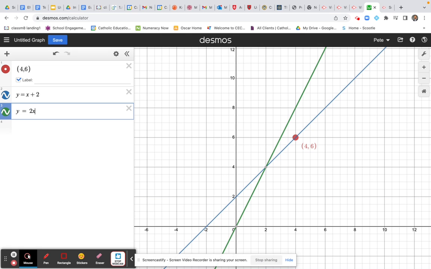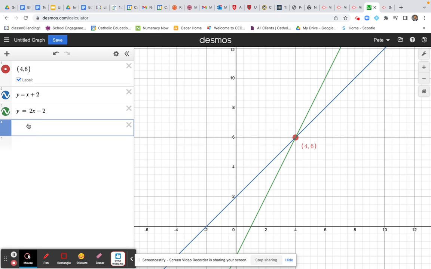Y equals 2x. Now, what do we have to minus? 2 times 4 is 8. So then we have to minus 2 to get it through the 4, 6. And hopefully you can see there's loads and loads we could do. We could do y equals 3x. What's 3 times 4? That is 12. So when x is 4, its y is going to be 12 up here. So we have to minus 6. And that's getting off the page now.